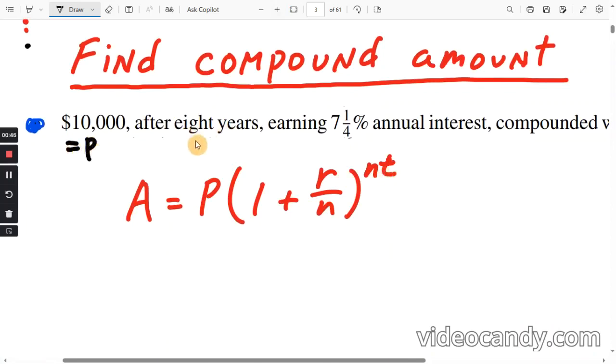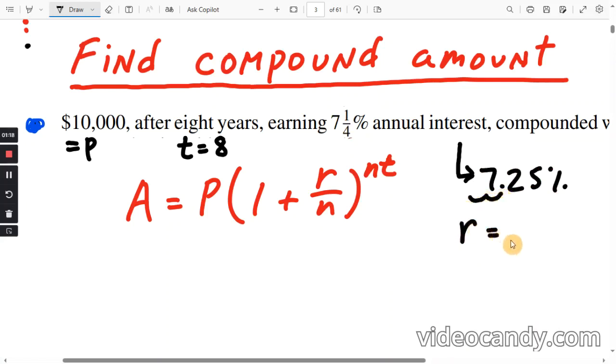Okay, T is the time for the investment. So the 8 years is going to be your time T. R is the interest rate. We're going to have to convert that because it is 7 1/4%, which is 7.25%. You want to convert that to a decimal. You need to move the decimal place to the left 2 places, and that makes the interest rate 0.0725.